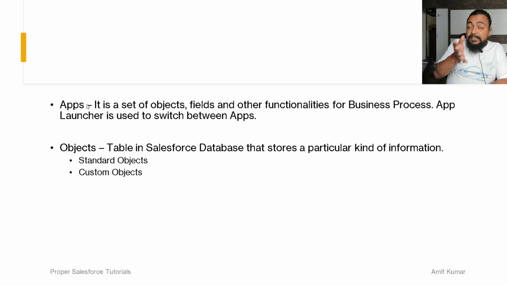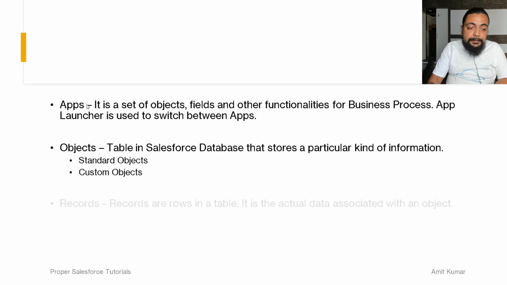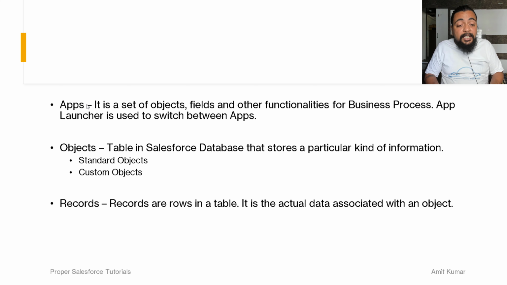So these tables in the Salesforce database are known as objects, and there are different kinds of information that you can store in these objects. Some of these objects are provided by Salesforce themselves and they are known as standard objects, and the objects that you can create in Salesforce are known as custom objects. Records are nothing but rows that you create in these objects. It is actually the data associated with an object.